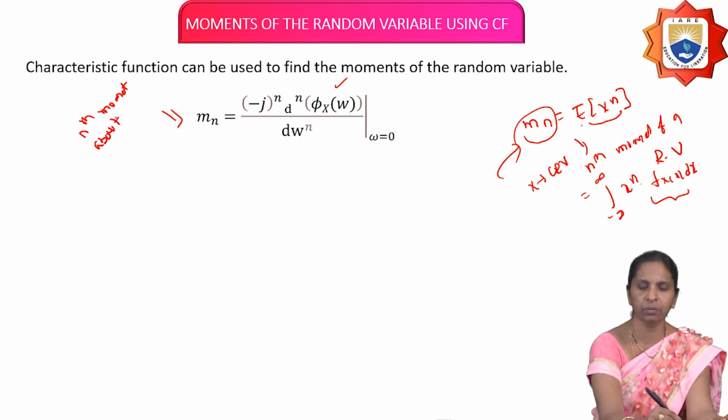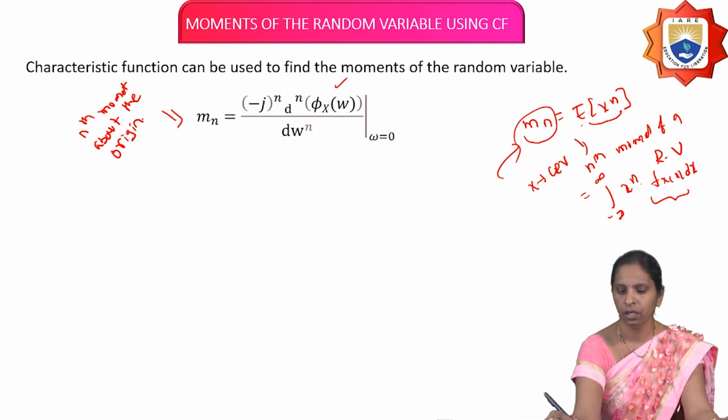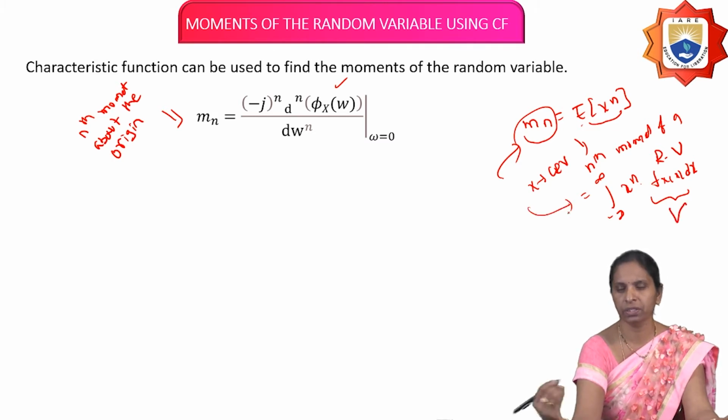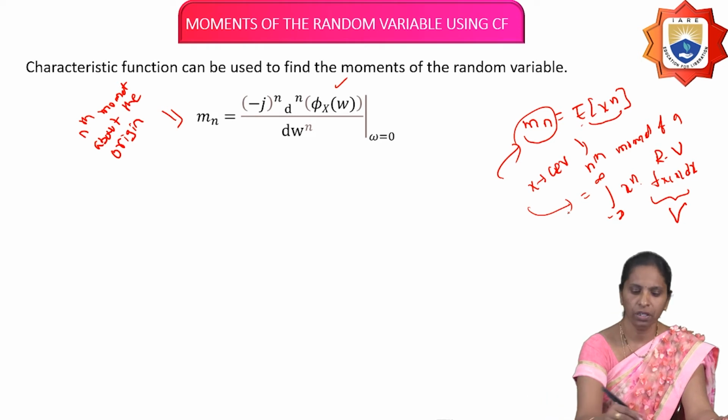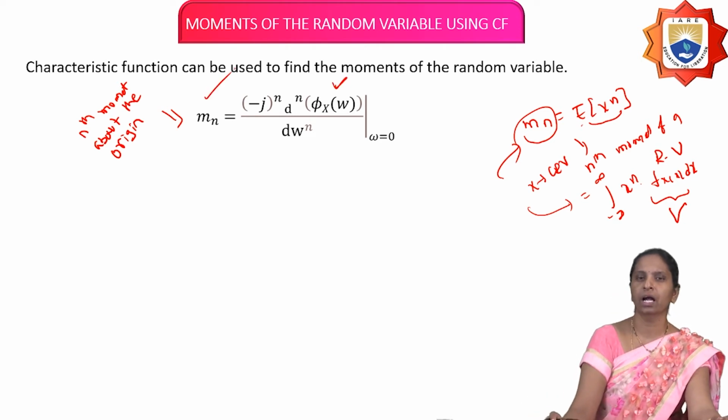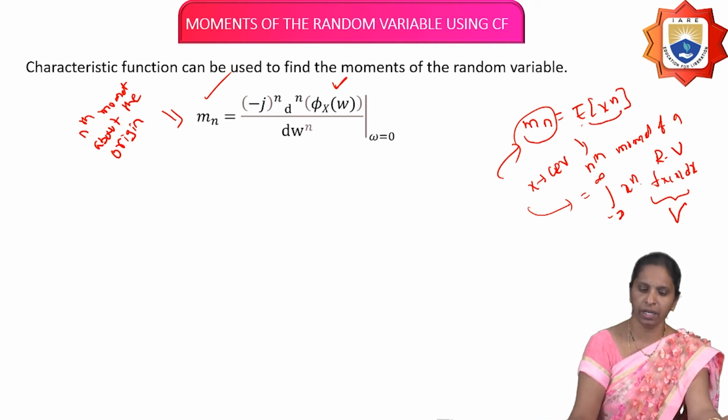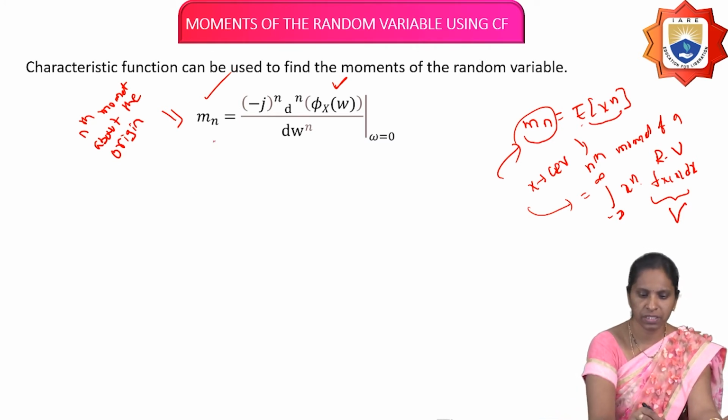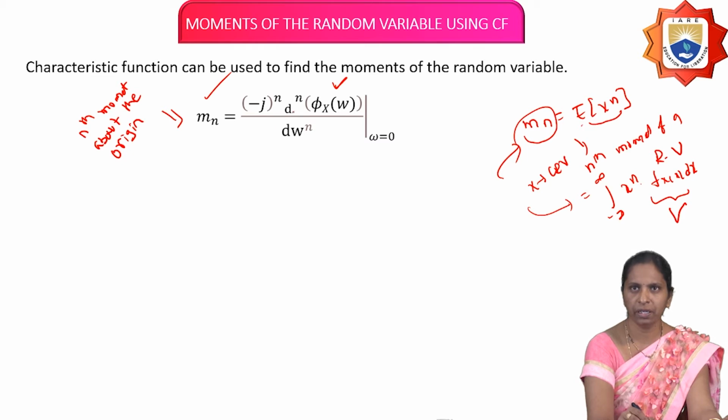So, we have seen the nth moment about the origin and the nth moment about the mean, nothing but the central moments. Both you have finished in the previous lecture. So, if you know the probability density function, then you will use this formula to calculate the nth moment. If you know the characteristic function, then this is the formula to calculate the nth moment of a random variable X. So, this is m_n equals (-j)^n d^n φ_X(ω) by dω^n, where ω equals 0.